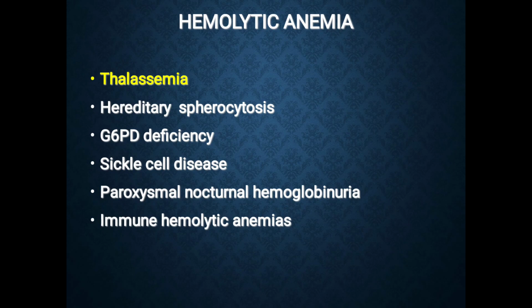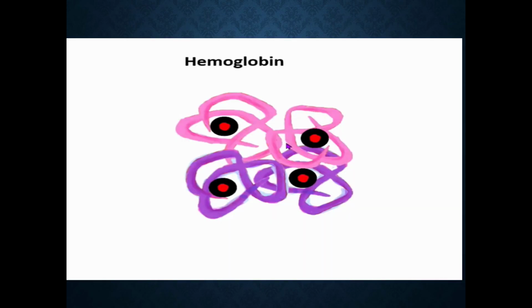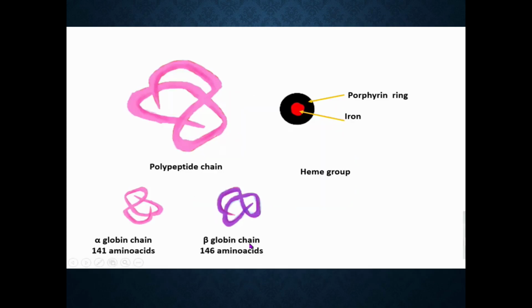Now we'll see in detail about thalassemia. Before going to thalassemia, let's have a look at hemoglobin. What is the structure of hemoglobin? So we'll understand thalassemia better. Commonly, hemoglobin is made up of 4 chains, that is 2 alpha chains and 2 beta chains, and 4 heme groups. Here you can see the blue and black dots around it, that is the heme. So it has 4 globin chains and 4 heme groups.